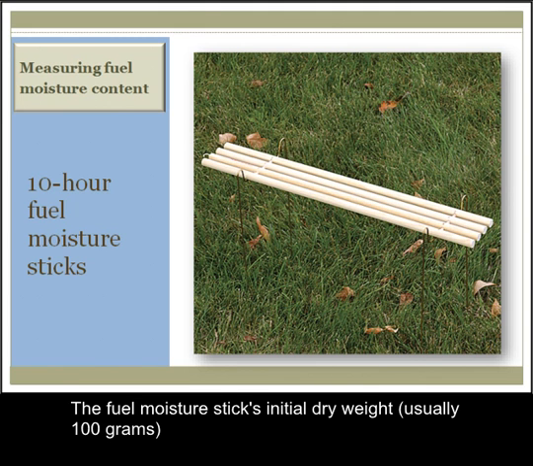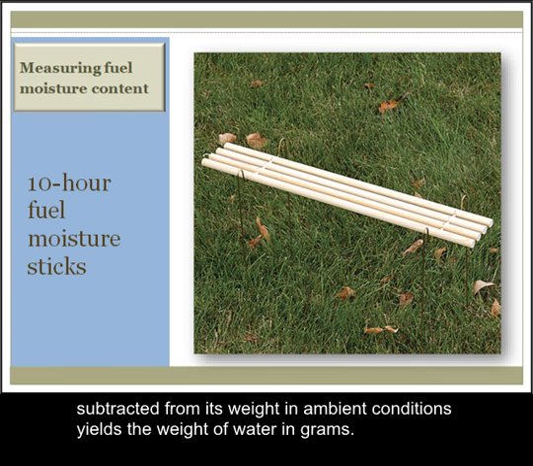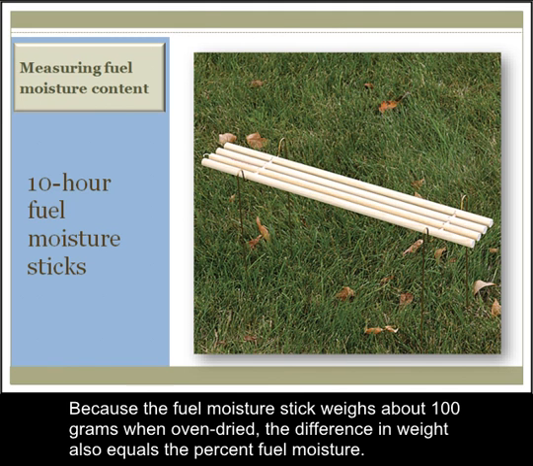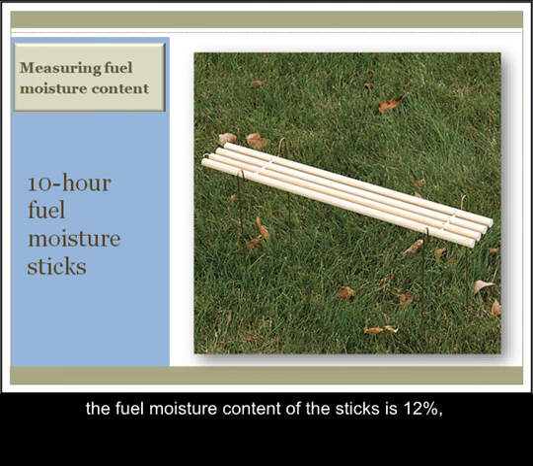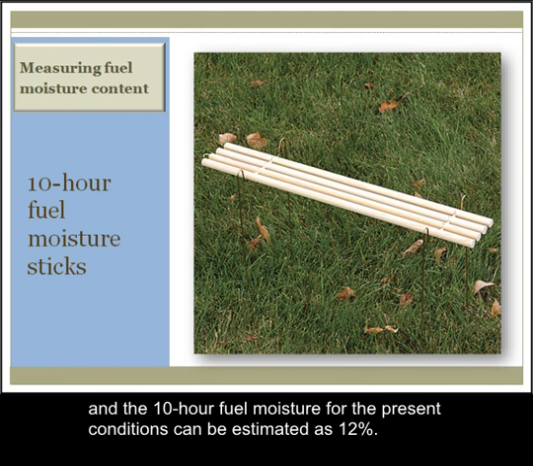The fuel moisture stick's initial dry weight, usually 100 grams, subtracted from its weight in ambient conditions, yields the weight of water in grams. Because the fuel moisture stick weighs about 100 grams when oven dried, the difference in weight also equals the percent fuel moisture. For example, if you weigh the 10-hour sticks and they weigh 112 grams, the fuel moisture content of the sticks is 12%, and the 10-hour fuel moisture for the present conditions can be estimated as 12%.